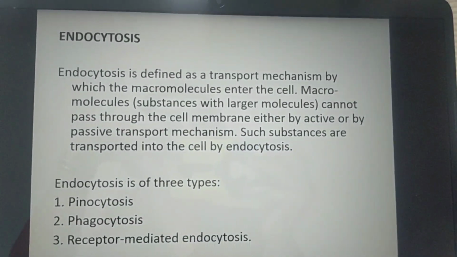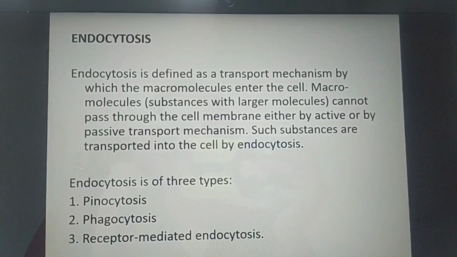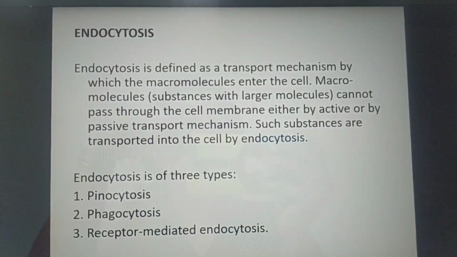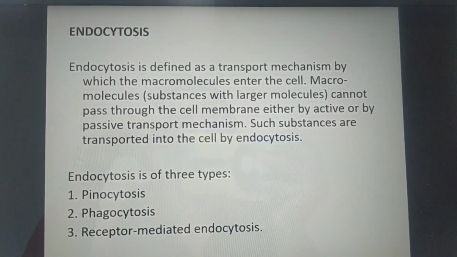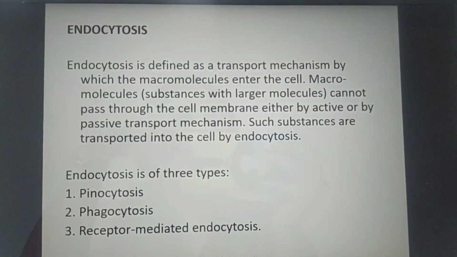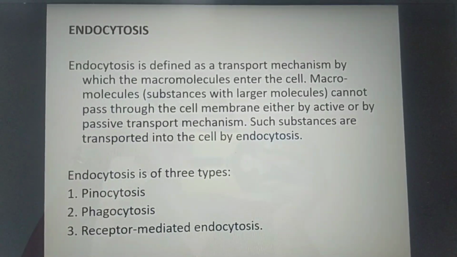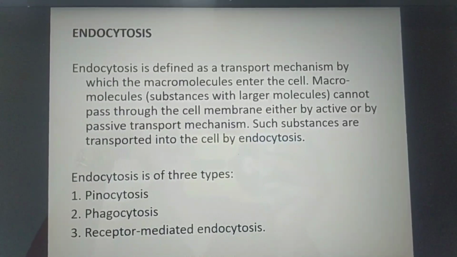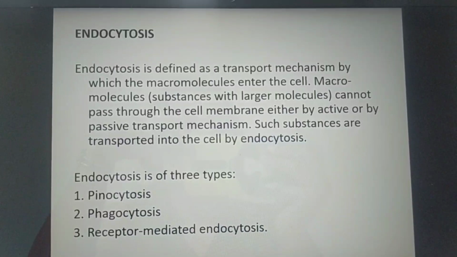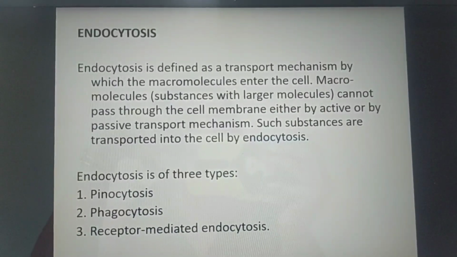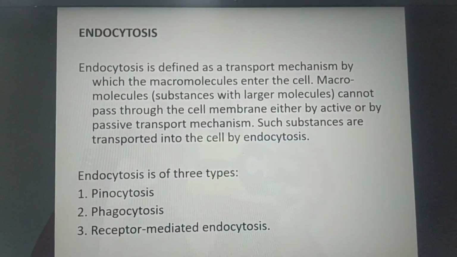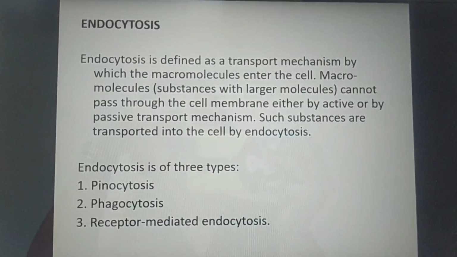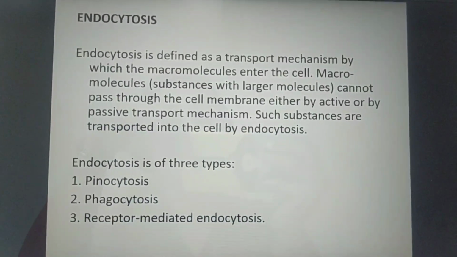Endocytosis. So endocytosis is defined as a transport mechanism by which the macromolecules enter the cell. Macromolecules are the substances with larger molecules, cannot pass through the cell membrane either by active or by passive transport mechanism. Such substances are transported into the cell by the endocytosis. So endocytosis are of 3 types: pinocytosis, phagocytosis, and receptor mediated endocytosis.